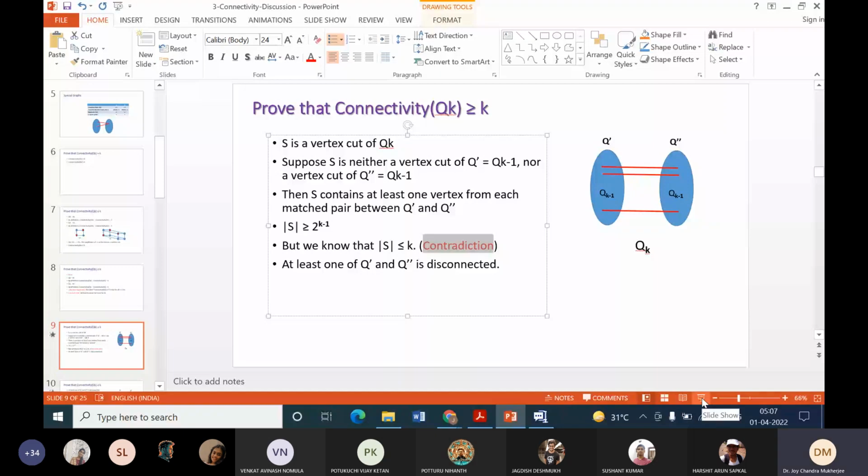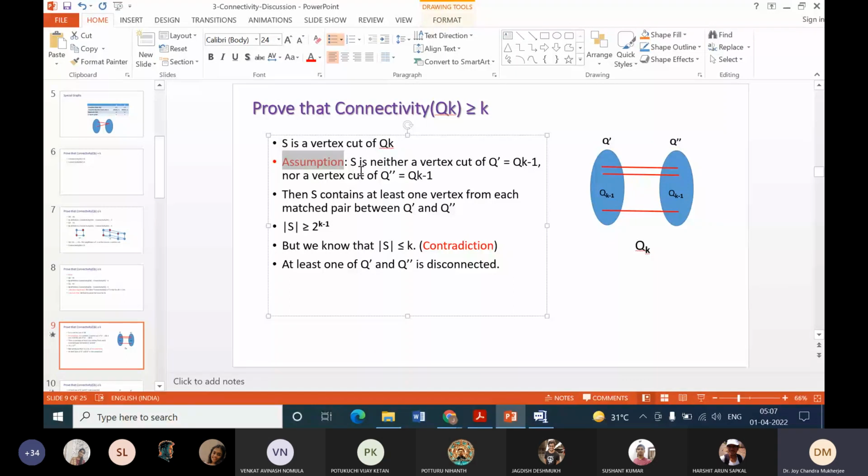So contradiction means here AC is the vertex cut of QK, and our assumption was this. The AC is the vertex cut of QK, but it is neither a vertex cut of Q prime nor Q double prime. And we proved that it is, from here we come to a contradiction. So that means our assumption is wrong.